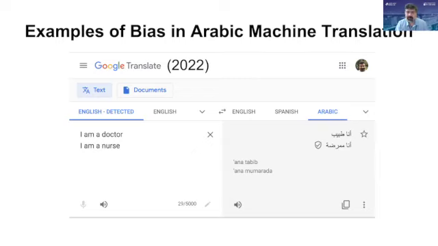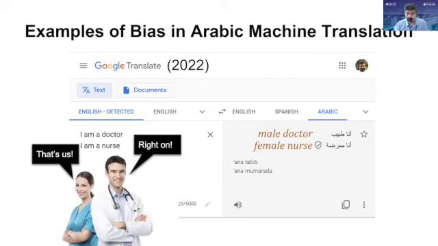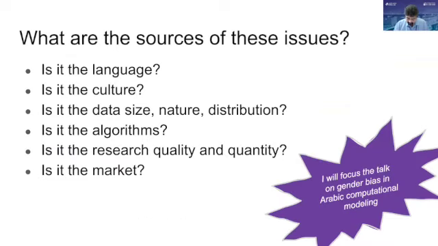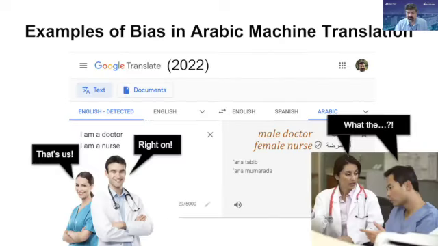So when you put "I'm a doctor, I'm a nurse," you always get ana tabib wa ana mumarrida, right? So for these guys, it's perfect, but not everybody would be happy with it, right? So you can imagine what the reason is today, right? People say, well, it's repetitions reflecting the data. But this of course doesn't tell us how we actually solve this problem.